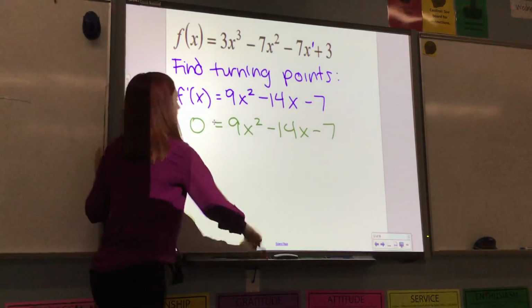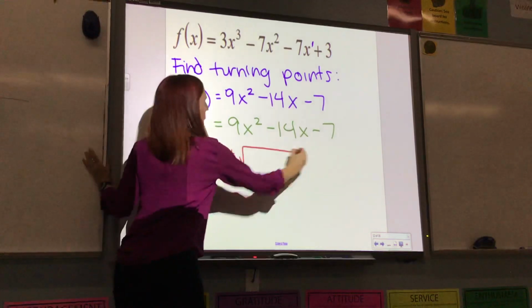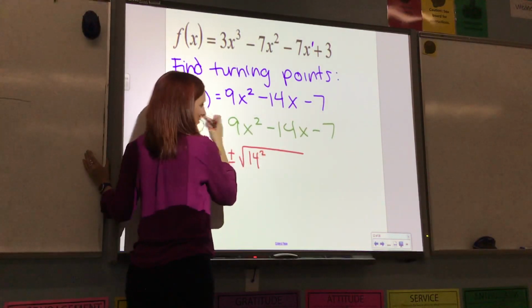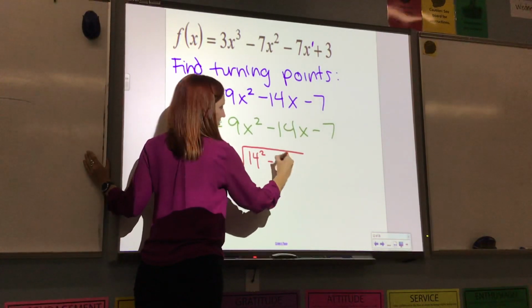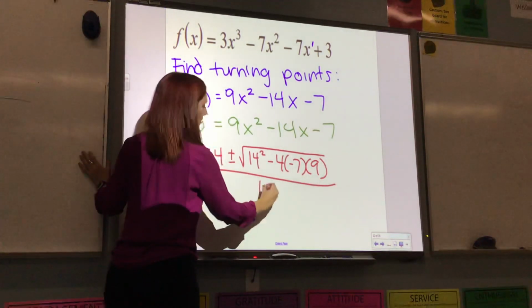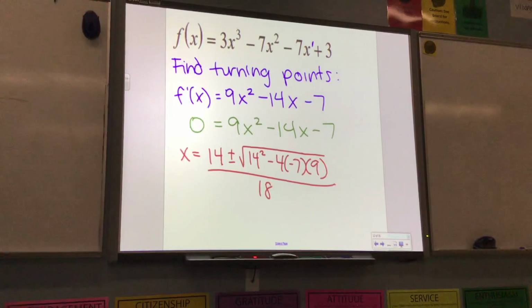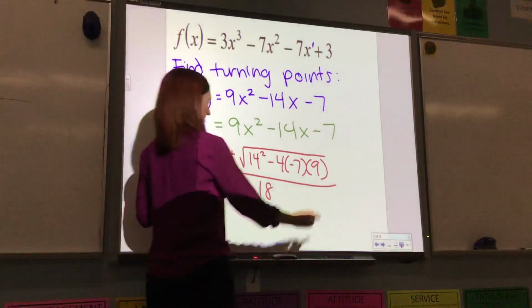Okay, cool. So your x is 14 plus or minus the square root of 14 squared, minus 4, no, I should write a 4 there. 9 will go there eventually. All over 18. What do you get for the number under the radical? 448.